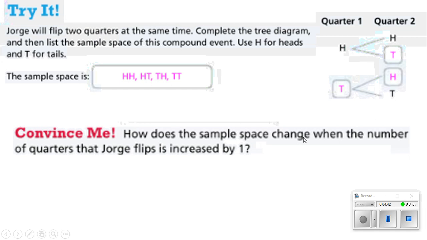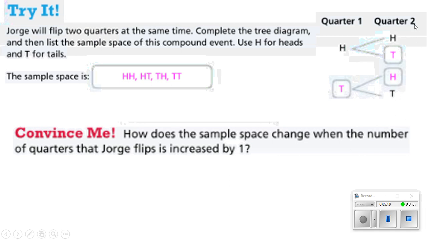How does the sample space change when the number of quarters that Jorge flips is increased by 1? Remember, we're not going to be flipping 2 quarters anymore. We're going to be flipping 3. Well, look over here. When we had 1 quarter, it made two different options. Those two options made two other options, so we doubled it, which means we're going to have to double these options when we get 3.